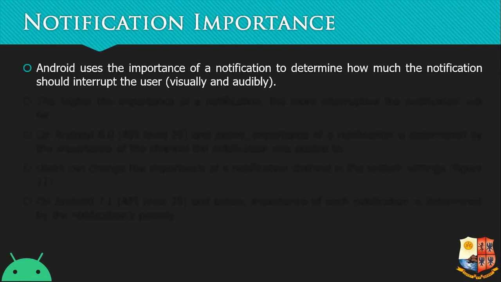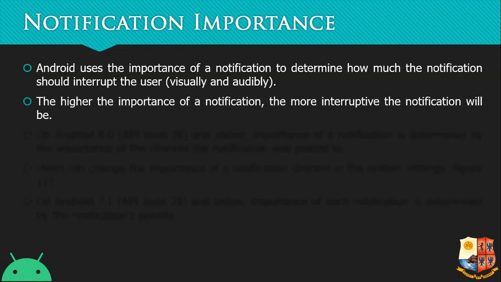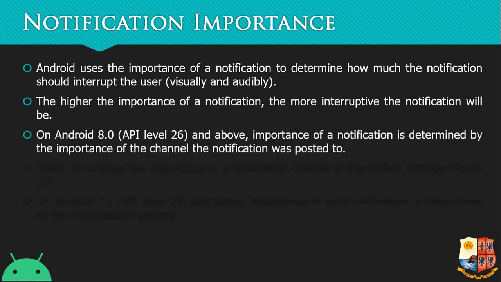Okay, so the importance of a notification is to determine how the notification should interrupt the user visually and audibly. I hope you follow this. Then, the higher the importance of a notification, the more interruptive it will be. On Android 8.0 and above, the importance of a notification is determined by the importance of the channel. Please note, not the notification. It is the importance of the channel that will determine how the notification interrupts you.